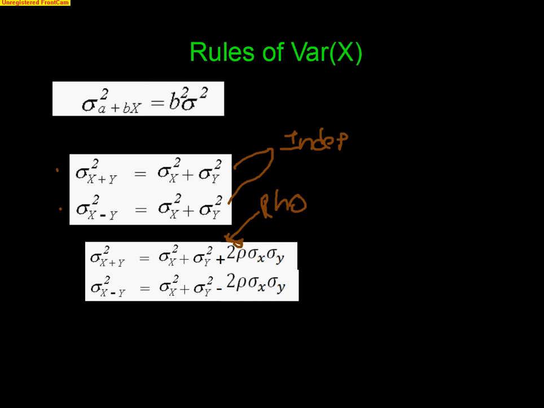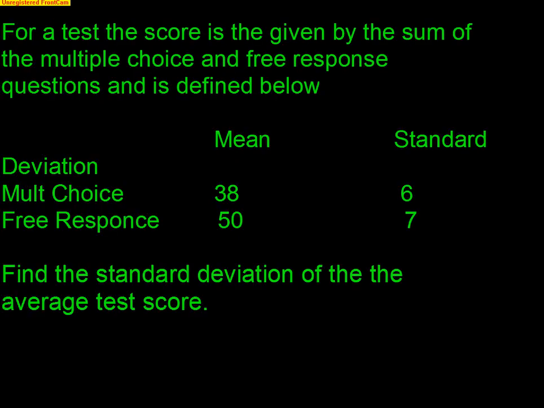So I'm going to do a sample problem. And here it is. It says for a test, the score is given by the sum of the multiple choice and the free response questions. And here it all is, mean and standard deviation. I know it's formatted oddly, but this is standard deviation. I apologize for the bad formatting. So the standard deviation is 6 for multiple choice and 7 for free response. It says find the standard deviation of the test.